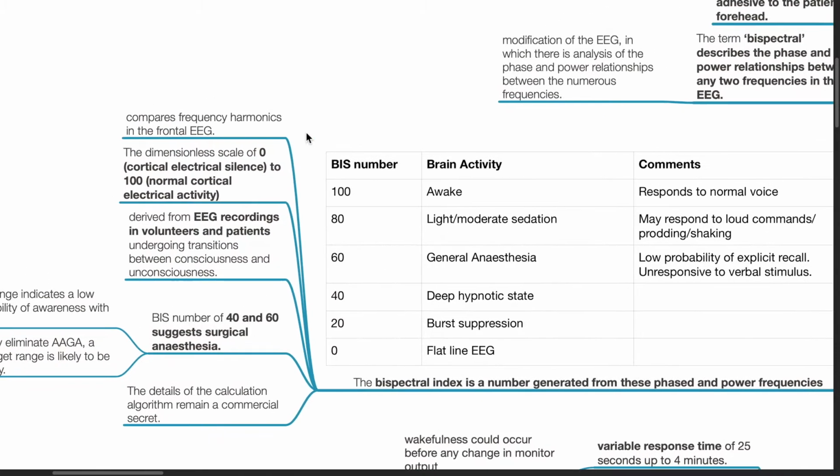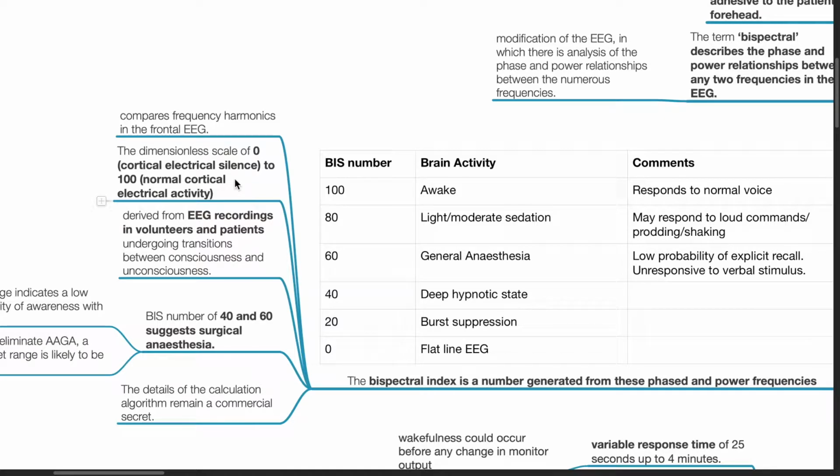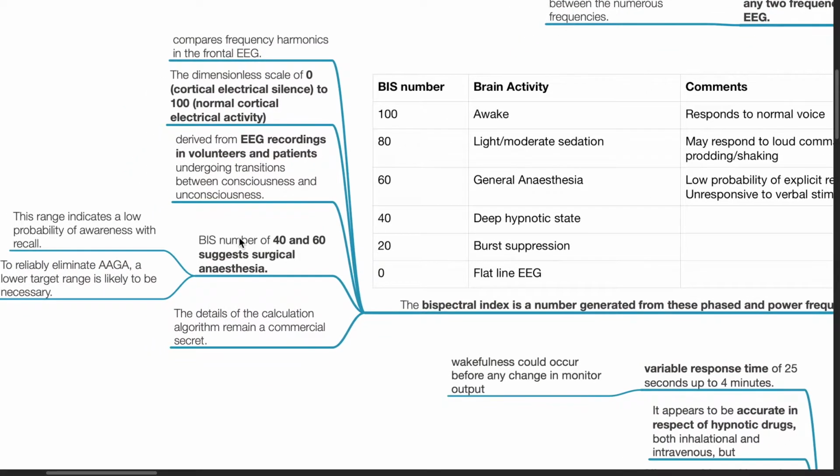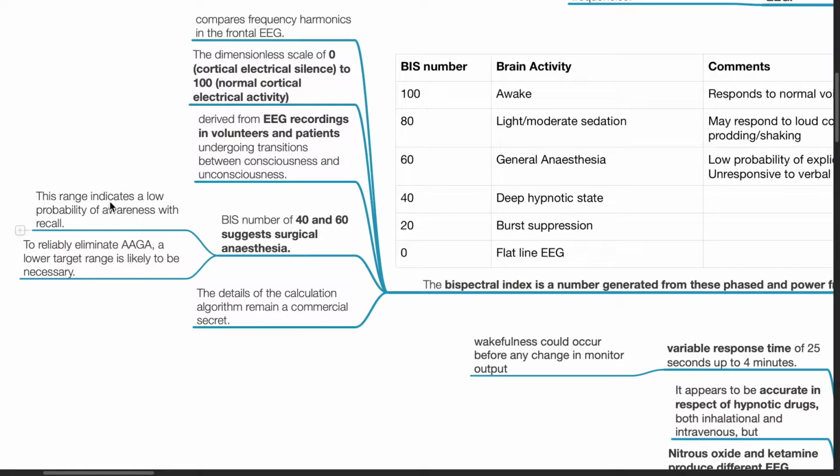It is a dimensionless scale of 0, representing cortical electrical silence, to 100, representing normal cortical electrical activity. It is derived from EEG recordings in volunteers and patients undergoing transitions between consciousness and unconsciousness. A BIS number of 40 to 60 suggests surgical anesthesia. This range indicates a low probability of awareness with recall. To reliably eliminate AAGA, a lower target range is likely to be necessary. The details of the calculation algorithm remain a commercial secret.